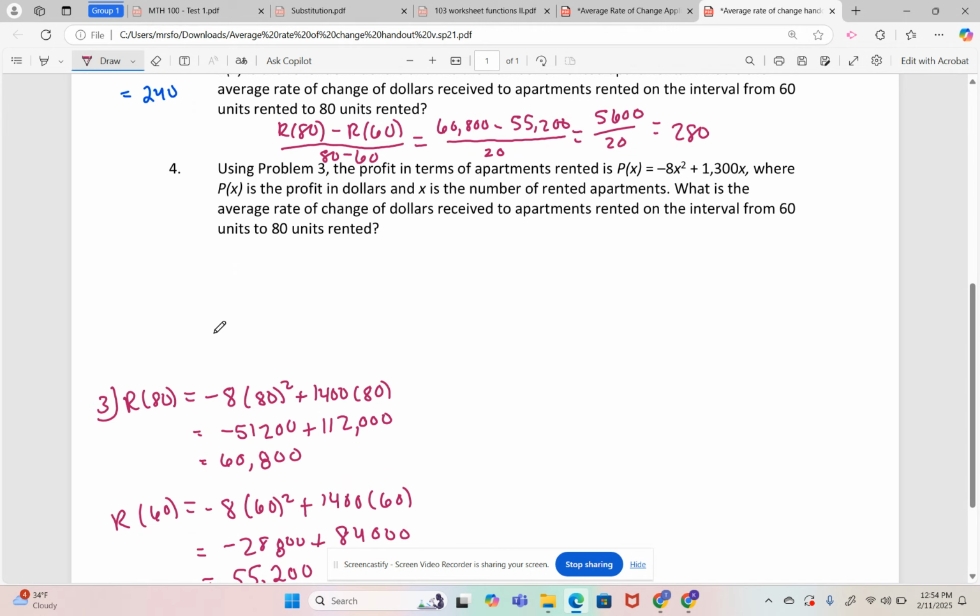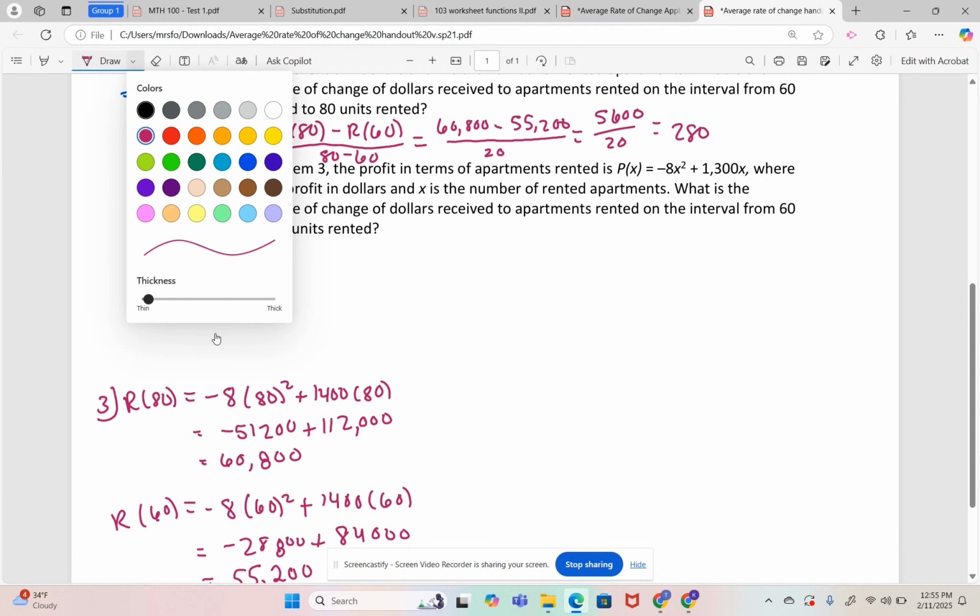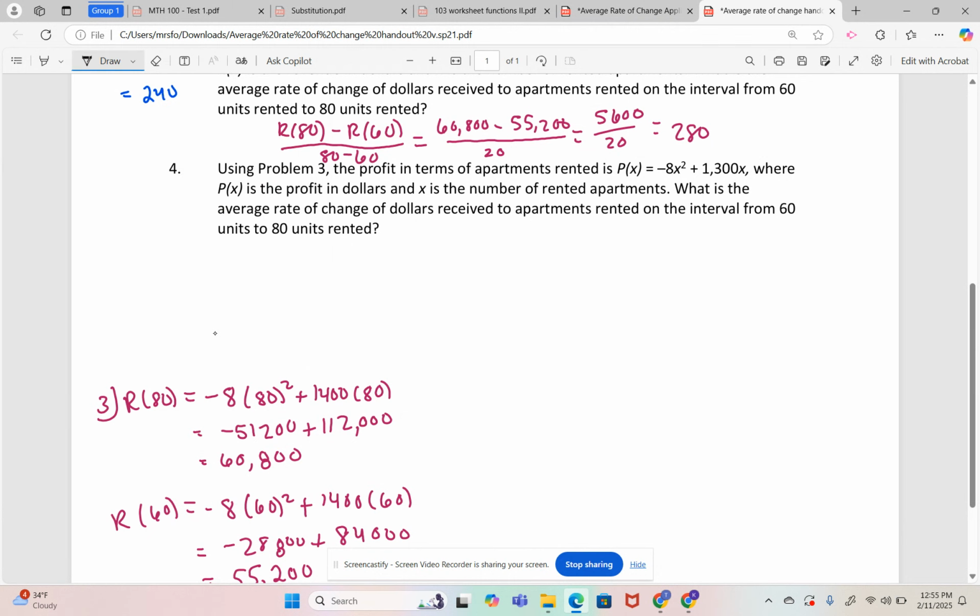So now it says, using problem 3, the profit in terms of an apartment is given by this new equation, where P of X is the profit in dollars. So this is the profit, and so what is the average rate of change of dollars received to apartments rented from 60 to 80? So now we're looking at profit. So I know that's going to be P of 80 minus P of 60 over 80 minus 60.